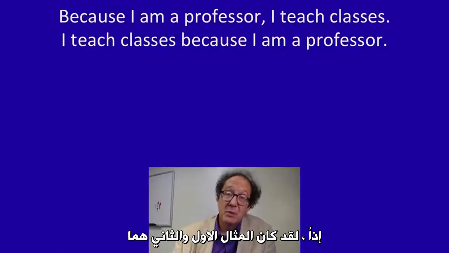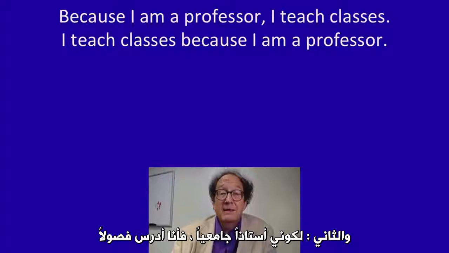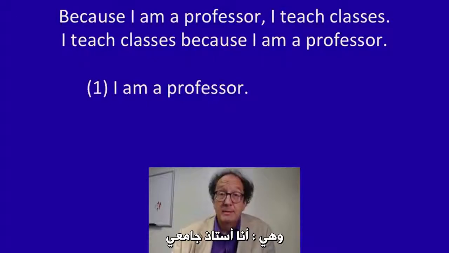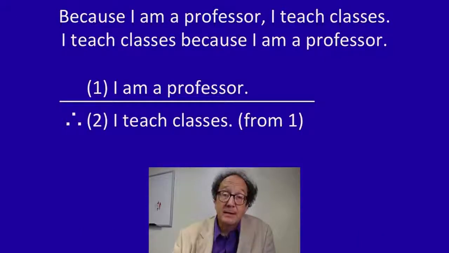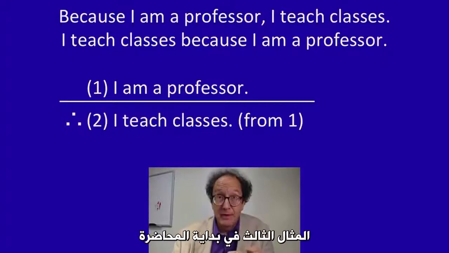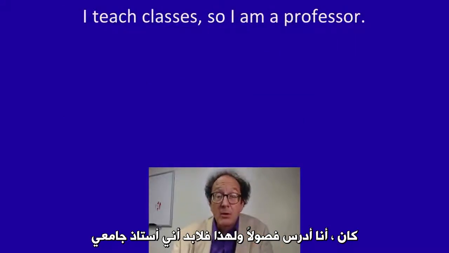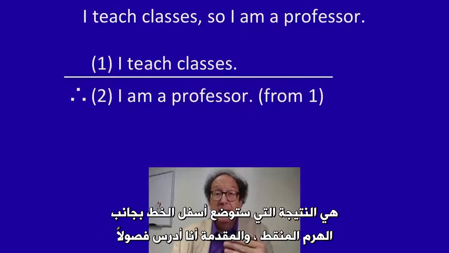So the first two examples were, I teach classes because I'm a professor, and because I'm a professor, I teach classes. There, the sentence that's the premise that goes above the line is, I'm a professor. And the conclusion that goes below the line and next to the dot pyramid is, I teach classes. But the third example at the beginning of the lecture was, I teach classes, so I must be a professor. Now that means that I am a professor is the conclusion that goes below the line next to the dot pyramid, and the premise is, I teach classes.